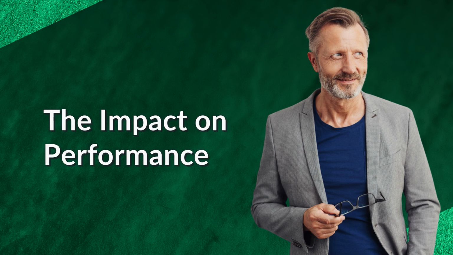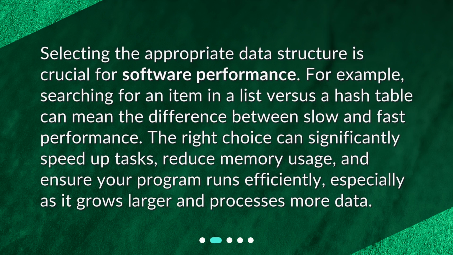The impact on performance. Selecting the appropriate data structure is crucial for software performance. For example, searching for an item in a list versus a hash table can mean the difference between slow and fast performance. The right choice can significantly speed up tasks, reduce memory usage, and ensure your program runs efficiently, especially as it grows larger and processes more data.